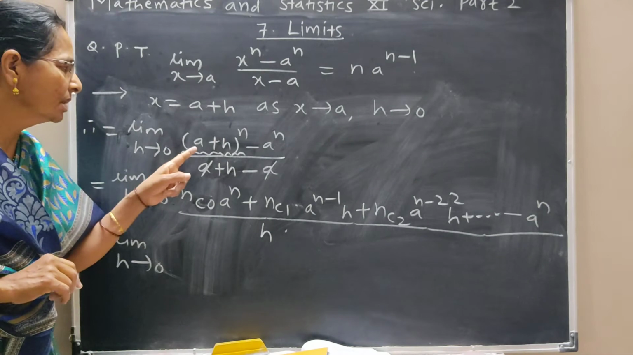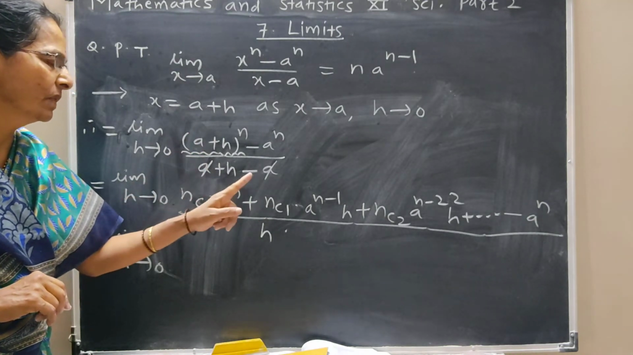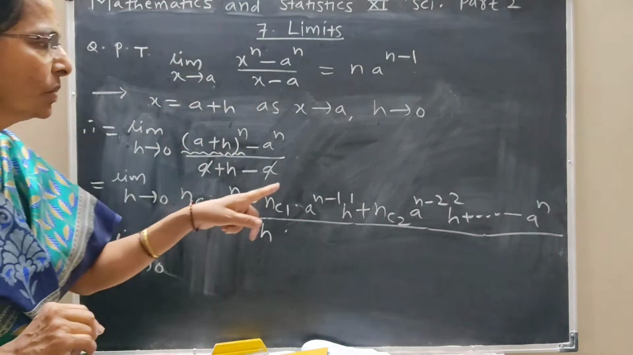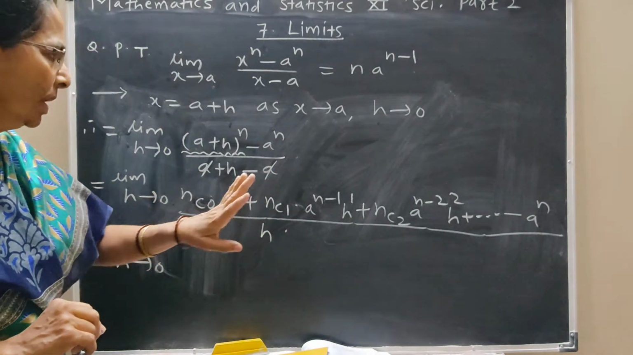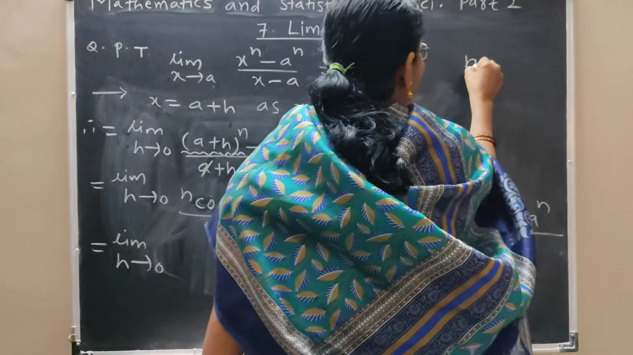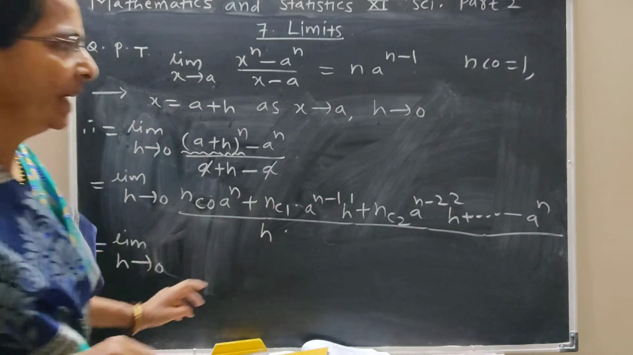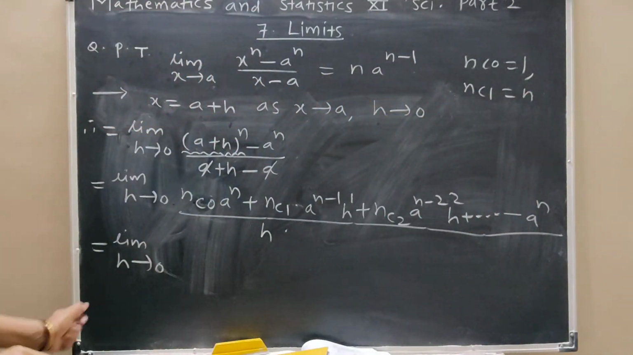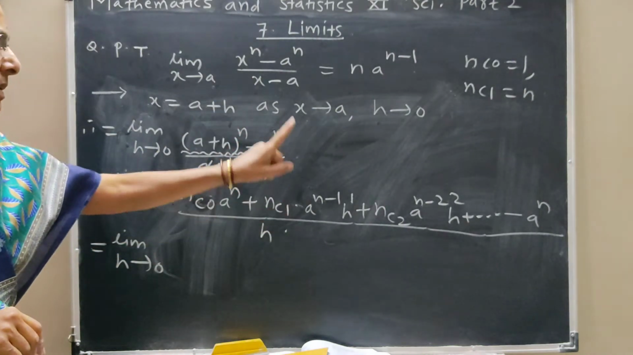Once again this expansion: nc0 a raised to n plus nc1 a raised to n minus 1 h raised to 1, plus nc2 a raised to n minus 2 h raised to 2, plus dot dot dot, minus a raised to n upon h. Now you know that nc0 is 1. Similarly, nc1 is n. Use these values in the numerator. nc0 is 1, nc1 is n.